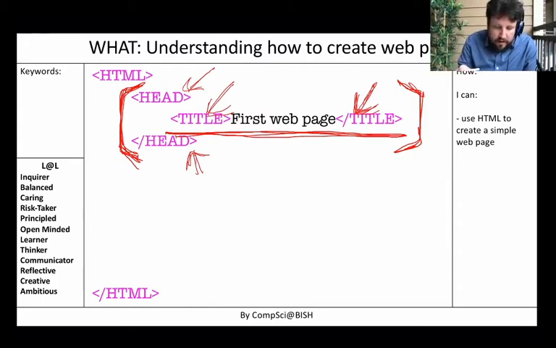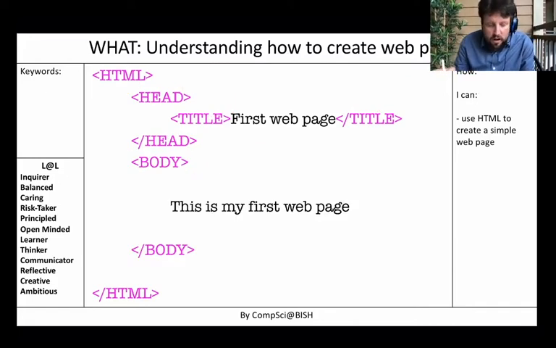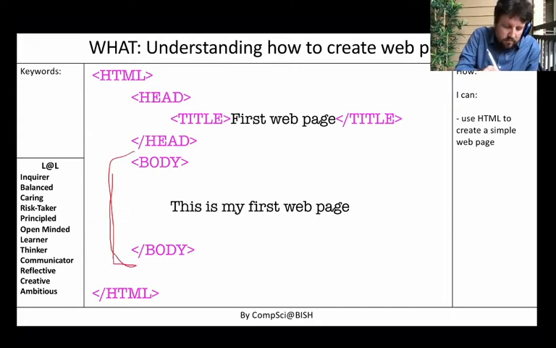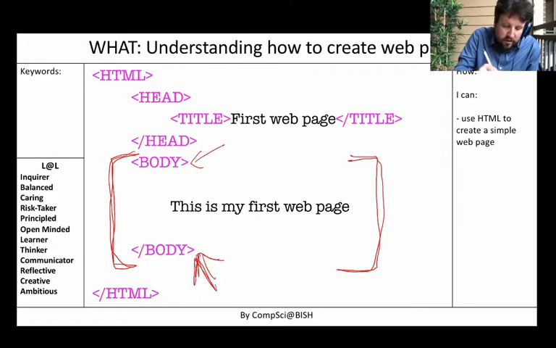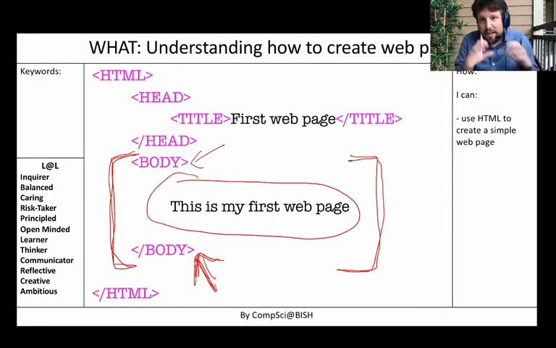Next, after the head, this is the second part of our web page, probably the most important part. This is the part that's going to be displayed: the body of your web page. We define where the body starts and ends using the body tag and the close body tag. Anything inside here, where it says this is my first web page, will be displayed on the web page. So we will see on the web page, it will say this is my first web page. That's the basic structure of a web page.